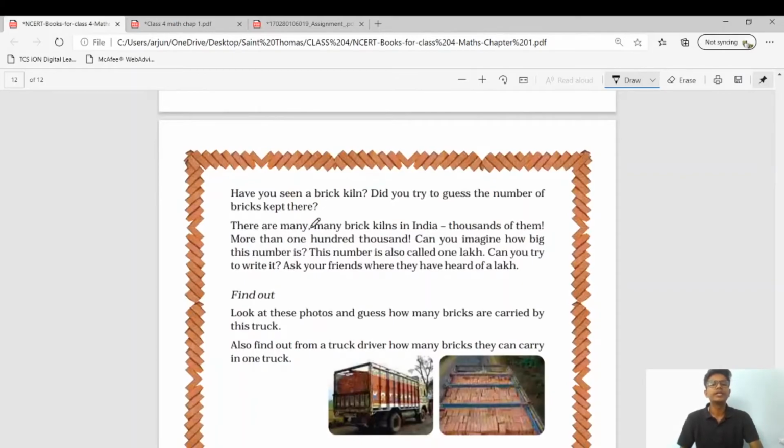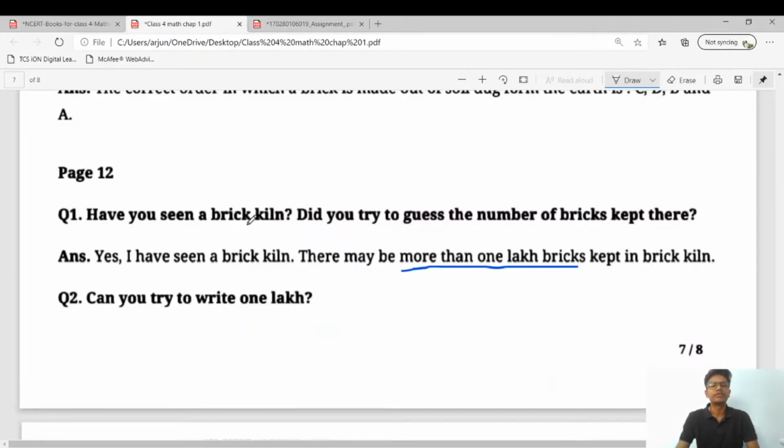Have you seen a brick kiln? Did you try to guess the number of bricks kept there? So now let's see what the answer is. Yes, I have seen a brick kiln. There may be more than 1 lakh bricks kept in the brick kiln. Okay.